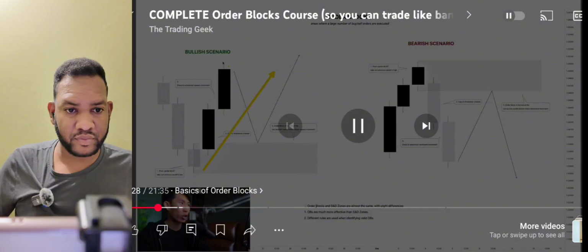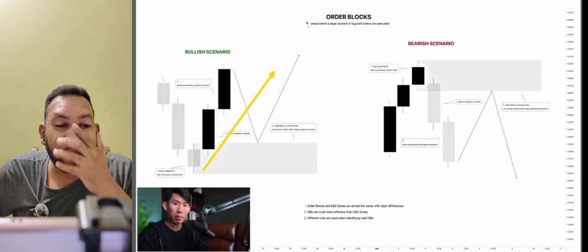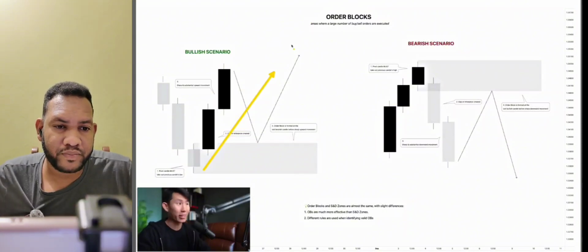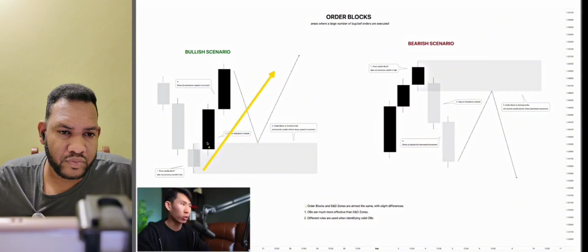In that case, you just want to look for the candle right before this sharp and substantial upward movement. And damn, that's a mouthful. So this is the candle right here. So in this case, you just need to draw a box marking the high and the low of this particular candle, and this creates your order block.